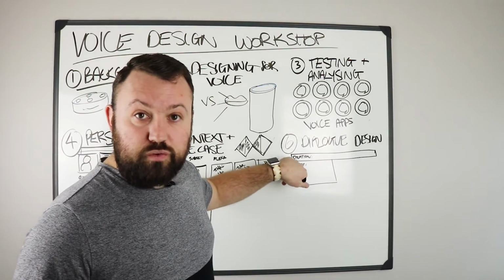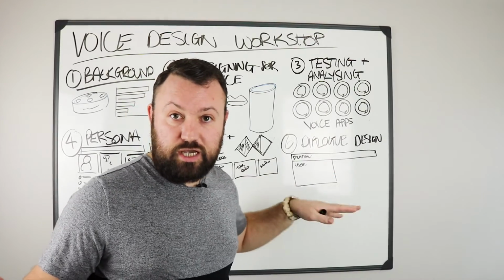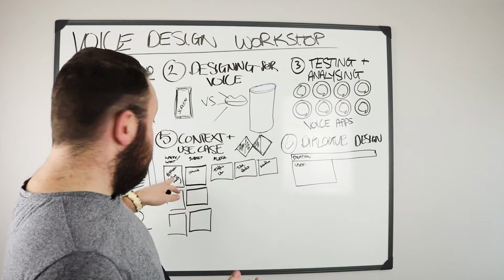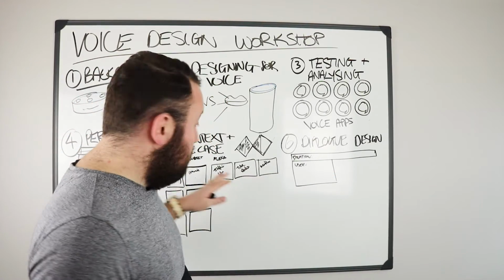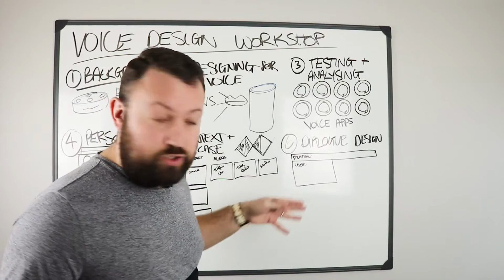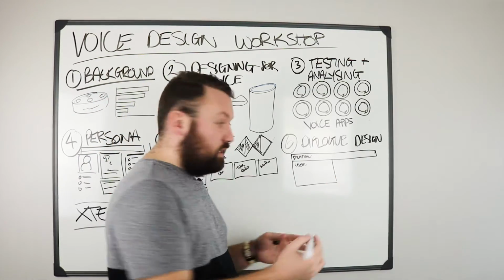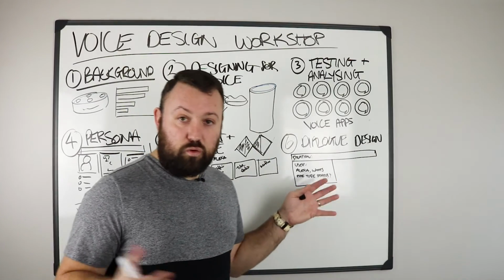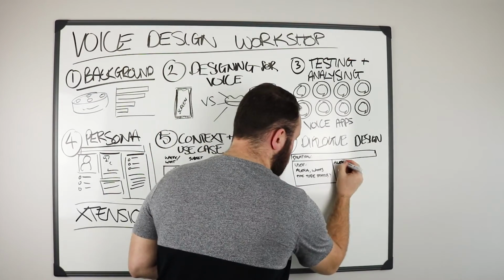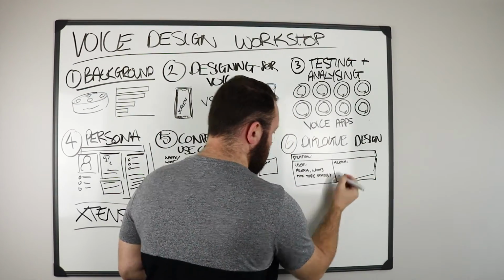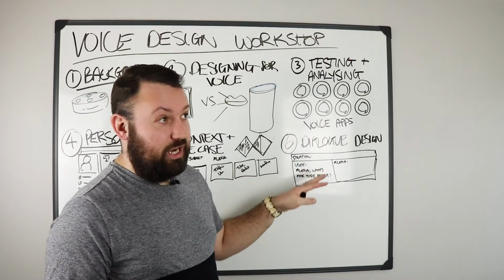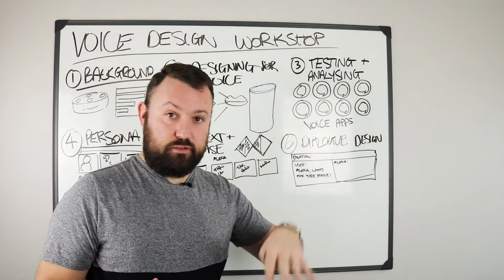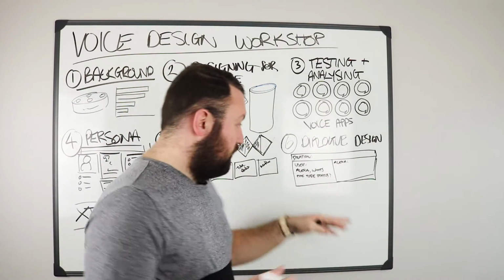Then, what does the user say? What's the utterance that the user is actually going to say? So let's take this example of using the commute. Someone wants to find out what the status of the tube is. So the user says, Alexa, what's the tube status? Or it may even be, Alexa, ask tube status for the tube status, or whatever.